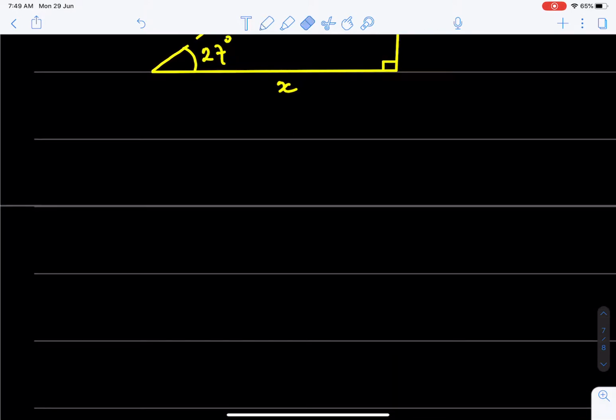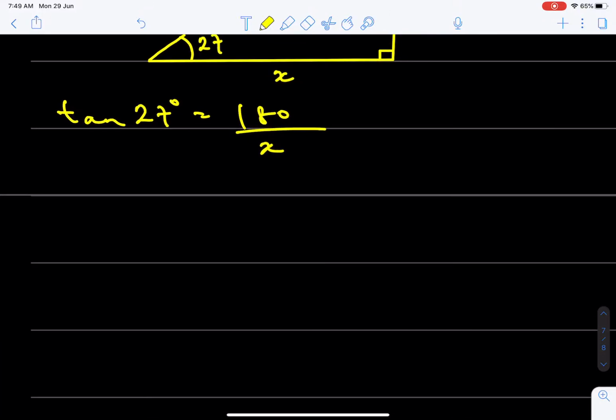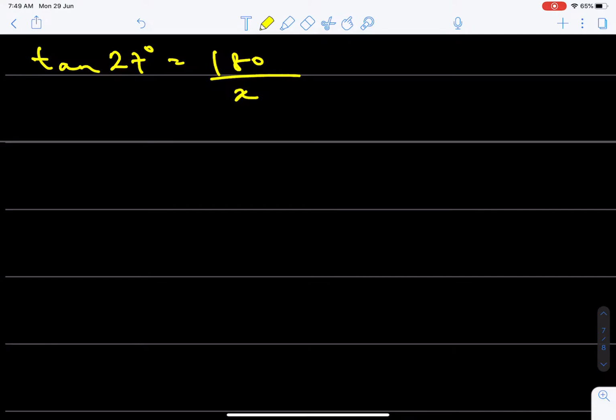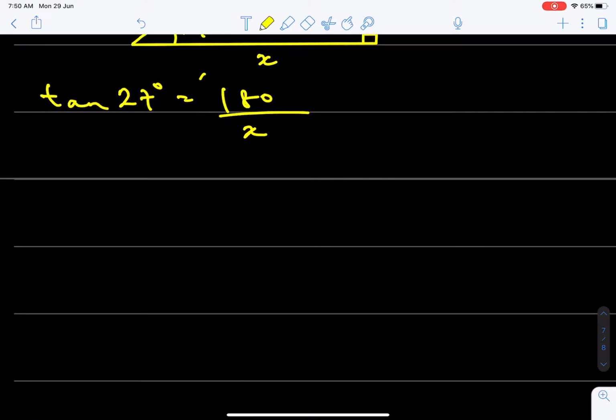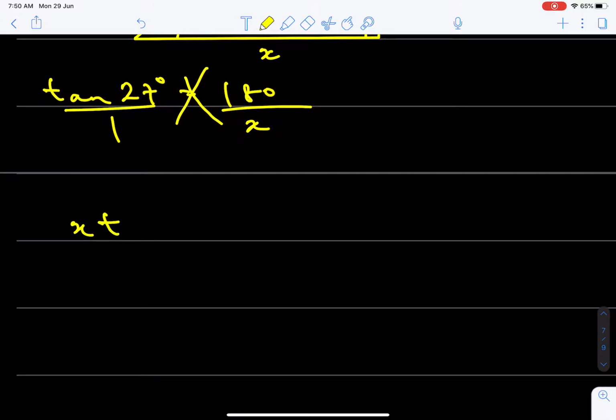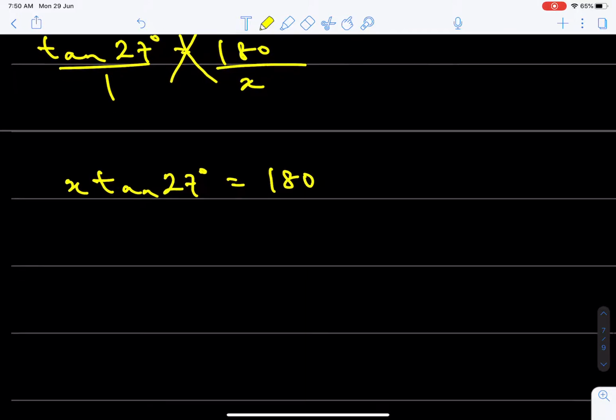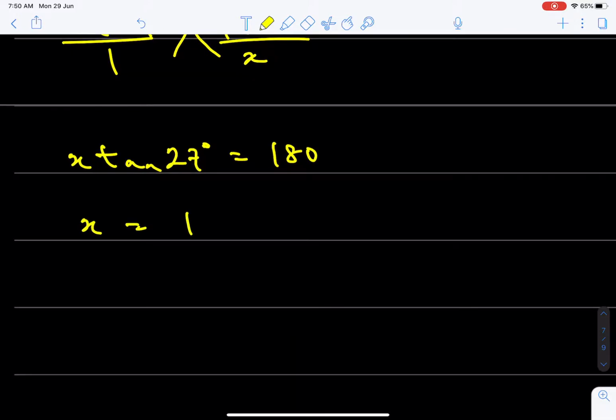So we can say that that's a right angle triangle. In that triangle, tan 27 degrees equals opposite, which is 180, over adjacent, which is X. And that means when you cross multiply, you have X tan 27 degrees equals 180. And that means X equals 180 over tan 27 degrees.